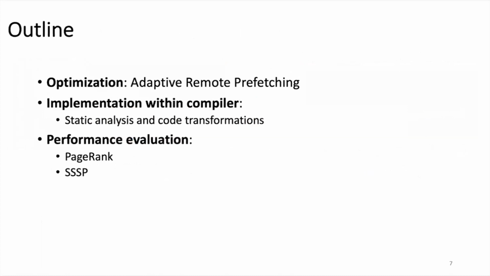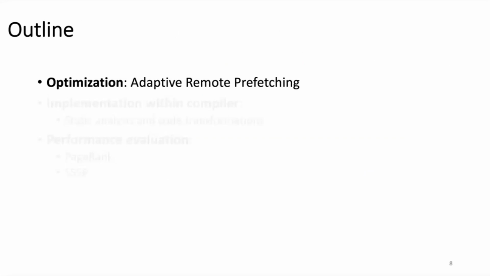So here's the outline of this talk. I will go over the optimization itself, which is adaptive remote prefetching. I'll then spend a couple minutes talking about how we implement this as a compiler optimization. So this is how we apply it automatically. And then I'll wrap up with some performance results. Okay, so first the optimization.